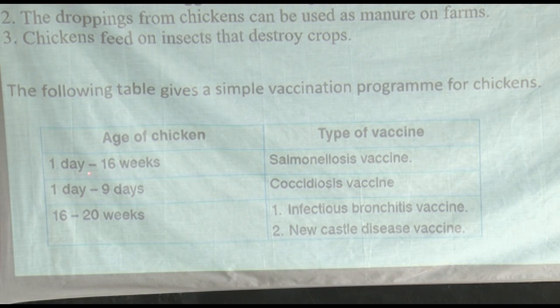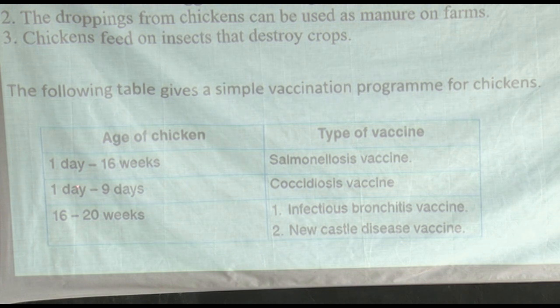So chicks of 1 day to 16 weeks, majorly they are attacked by salmonella. So what should you do? Provide a vaccine called the salmonellosis vaccine. This is very important. It will help birds to have a strong immunity against salmonella. Remember, we talked about salmonella in birds. This is very common. Here we say that this is an infectious disease in birds.